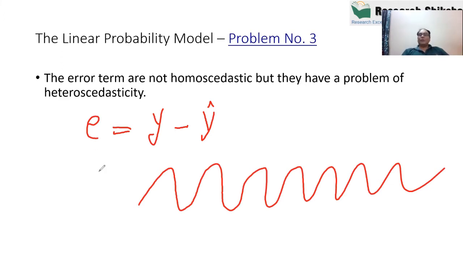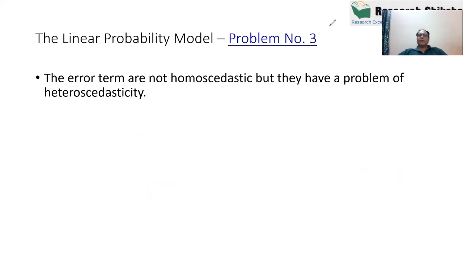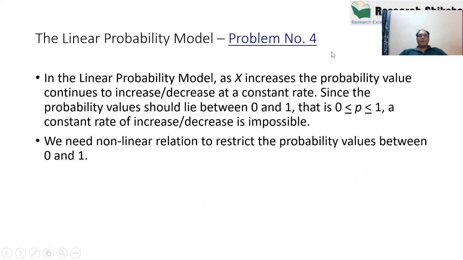So the assumption of homoscedasticity will not be maintained by the error term. If you check the heteroscedasticity of the error term, it shows you the problem. So this is another problem of the linear probability model: the error terms are not homoscedastic. And the fourth problem we have already discussed: the probability value should be between 0 and 1, and it should be non-linear. So you can see that the probability value should be non-linear.